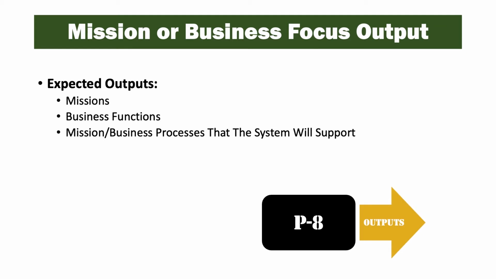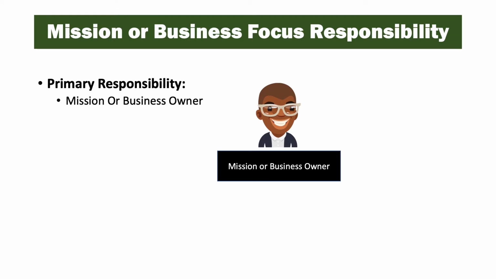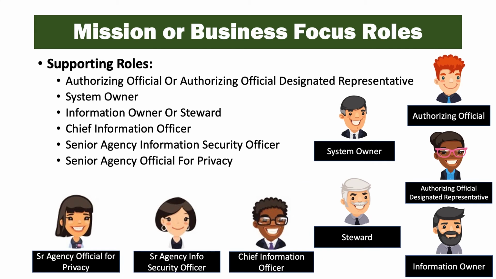Expected outputs are missions, business functions, and mission business processes that the system will support. Primary responsibility for this task is the mission or business owner. Supporting roles include the authorizing official or authorizing official's designated representative, the system owner, the information owner or information steward, the chief information officer, the senior agency information security officer, and the senior agency official for privacy.